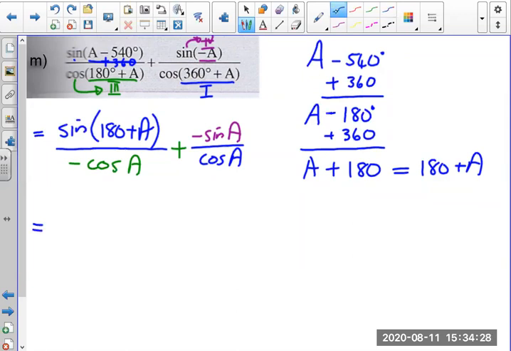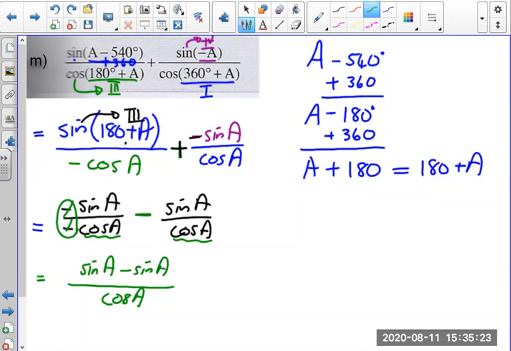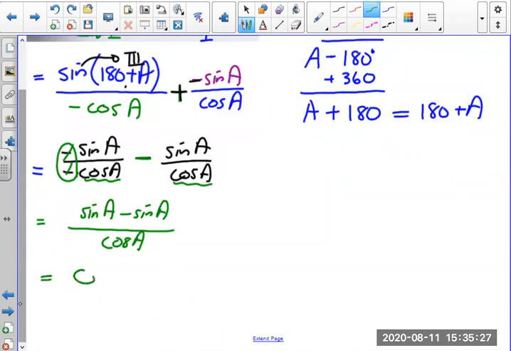Okay, let's simplify. Sine 180 plus A, now I know that's in the third quadrant. Sine in the third quadrant is negative, so it's negative sine A over negative cos A. And then that plus and that minus will give me a minus sine A over cos A. Now you know that a minus divided by a minus changes to a plus. They cancel. And because I must add or subtract fractions, you remember that we must get the LCD. And I have the LCD already. I have a cos there and a cos there. So now that becomes sine A minus sine A on top over cos A. And what's sine A minus sine A? It's 0. And 0 divided by anything still gives me 0.